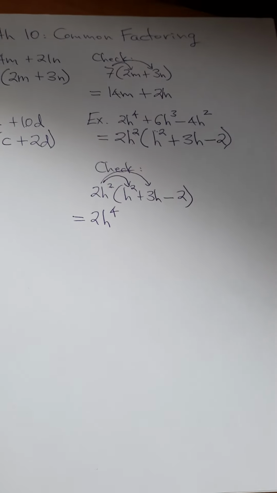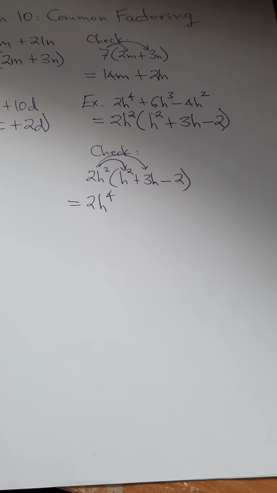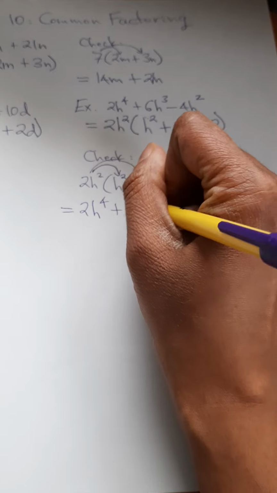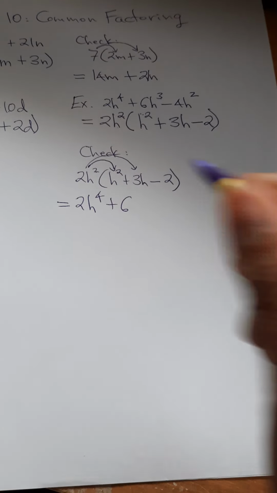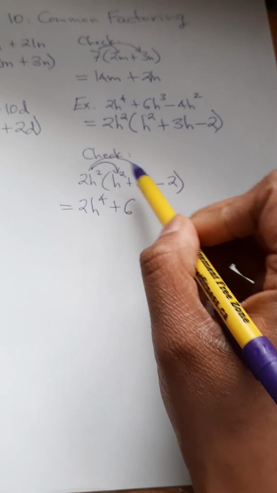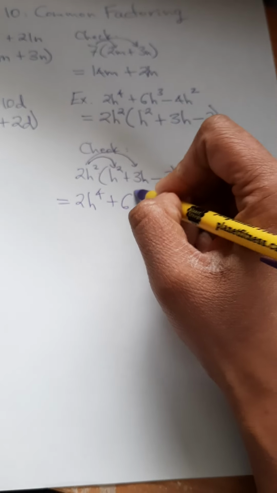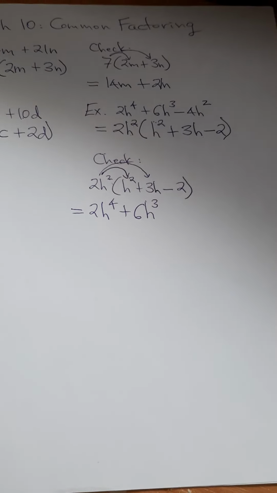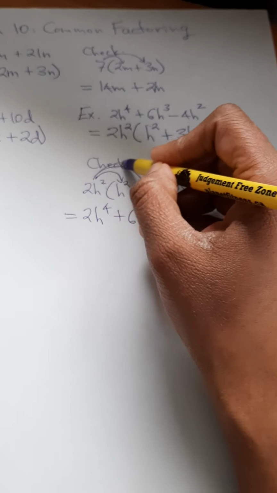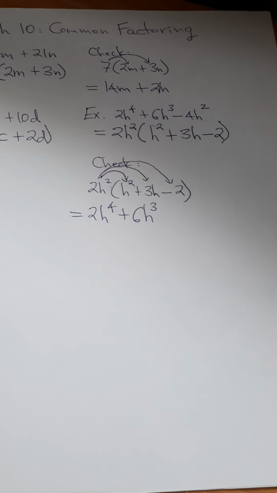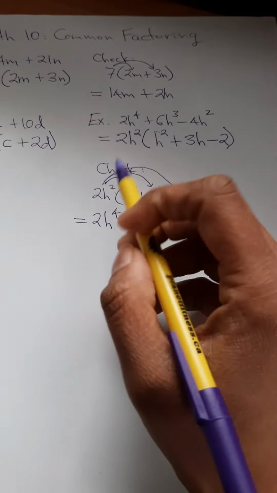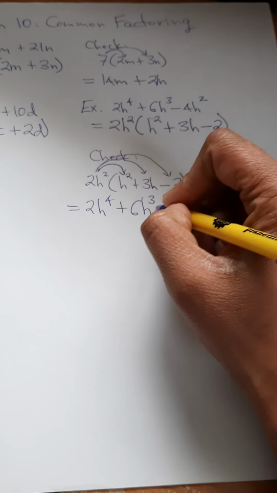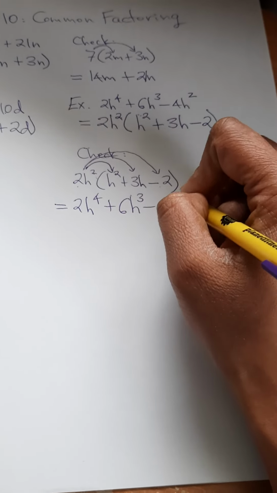I'm doing 2h squared times 3h. So 2 times 3 is 6. Okay, this is h to the power of 2 plus h to the power of 1, h to the power of 3. All right. And then lastly, I'm going to do the 2h squared times negative 2. So 2 times negative 2, negative 4h squared.